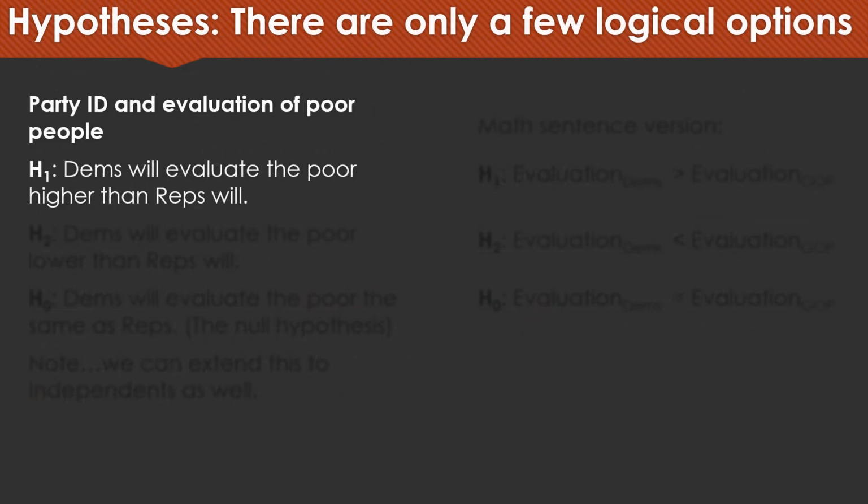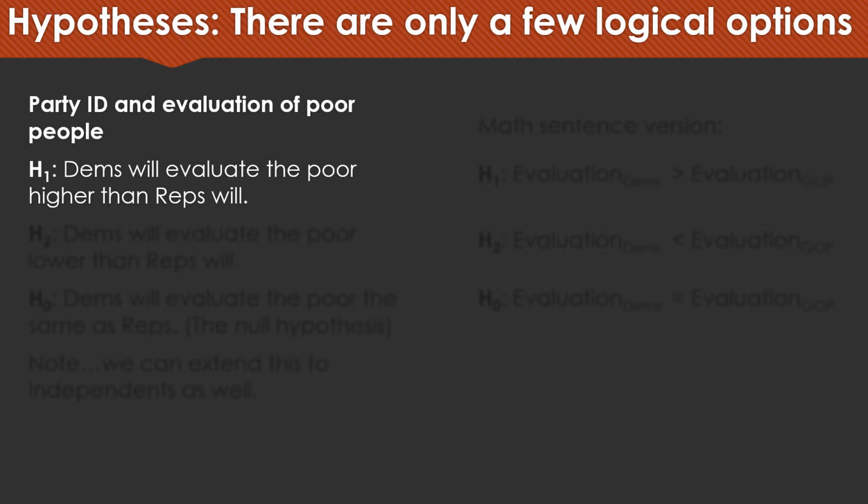Now, when we're thinking about hypotheses like these, when we're talking about two groups, just a couple of simple categories we're trying to compare, there are only a few logical options available to us. And it's important for us to think through these logical options, because it enables us to then rigorously set up some contrasts and comparisons that we can make.